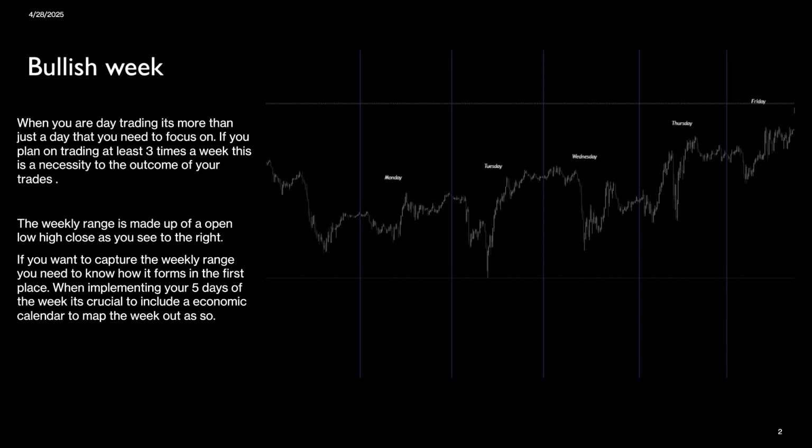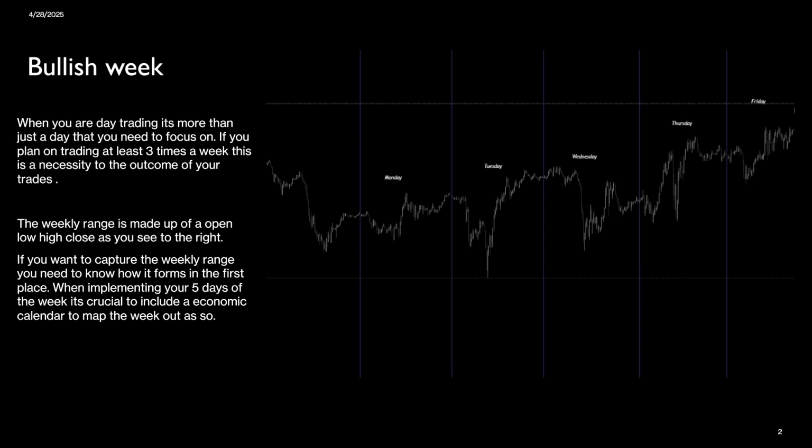So obviously, I think everyone kind of knows that the week just doesn't go straight up. We have Monday, Tuesday, Wednesday, Thursday, Friday. And each one of those days delineate different things. Like Monday, it could consolidate. Tuesday can make a low. Wednesday could keep going up. And then Thursday can go up. And Friday can go up as well. So there's a lot of different aspects when it comes to the profile of the week.